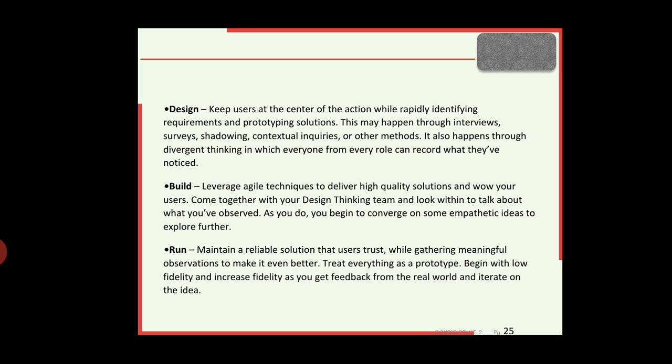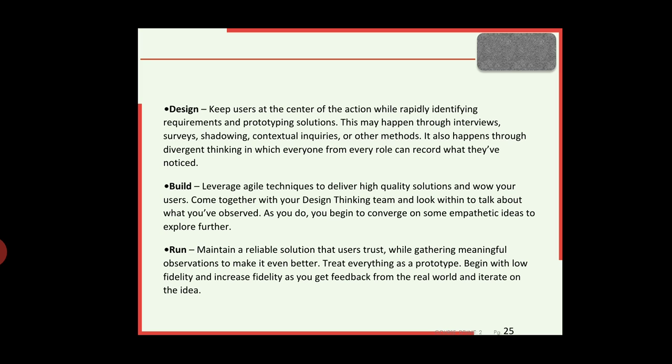solution. We want to treat everything as a prototype. Begin with low fidelity and increase the fidelity as we get feedback from a particular user. Give some outcomes, focus on user outcomes. We want to get feedback from the real world, and we want to iterate on the idea again and again.